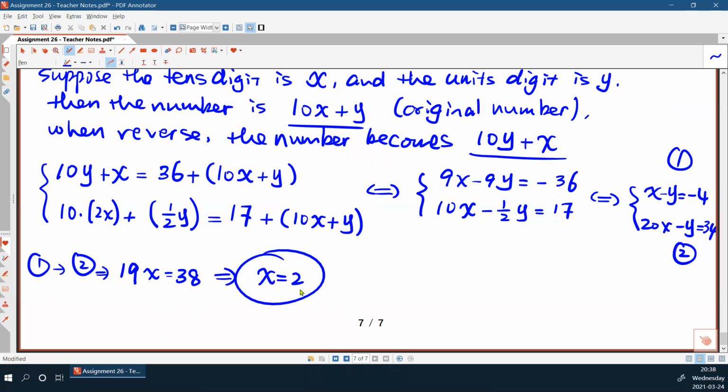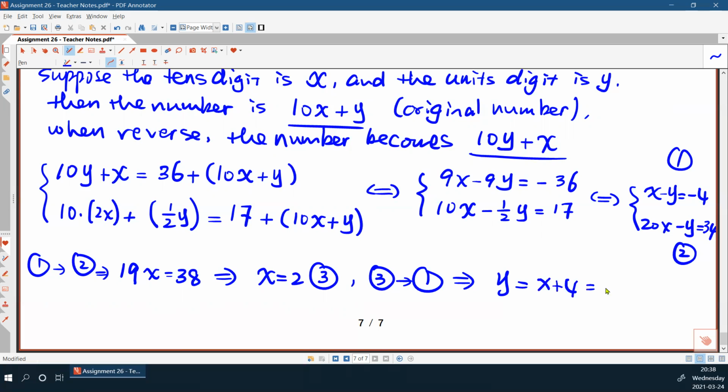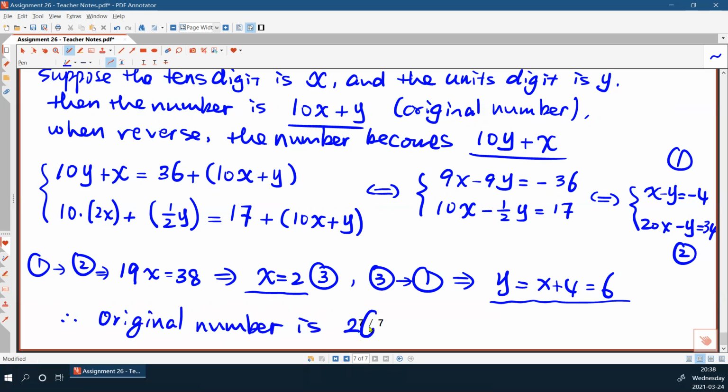So remember what x is. X is your tens digit, right? Okay, so let's call this 3. And then we can put 3 back into 1 to solve y is x plus 4, which is 6, right? And y is your units digit. So the original number is 26, right?